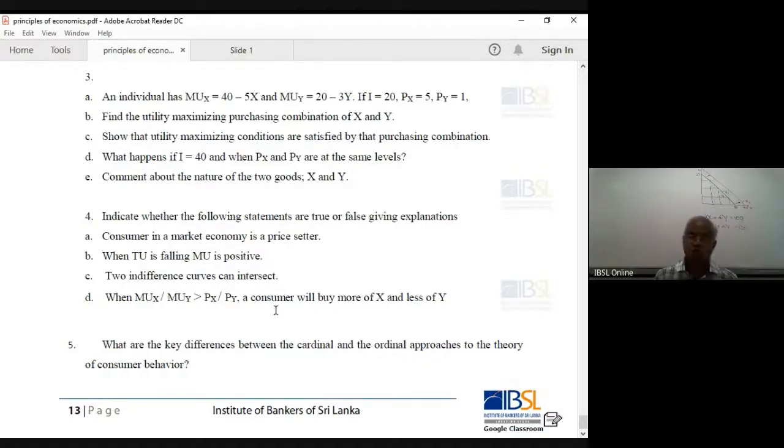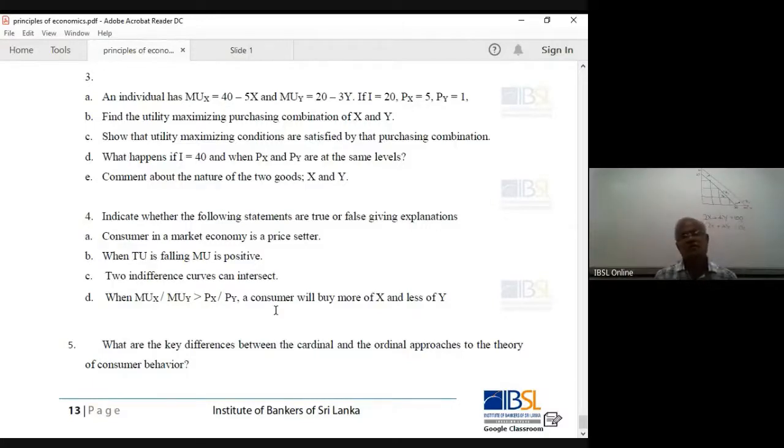Question number 4. Indicate whether the following statements are true or false, giving explanation. Consumer in a market economy is a price setter. Wrong. He doesn't have any price setting behavior. He's a price taker. When TU is falling, MU is positive. Wrong. Think about the graph. When TU is falling, MU is negative.